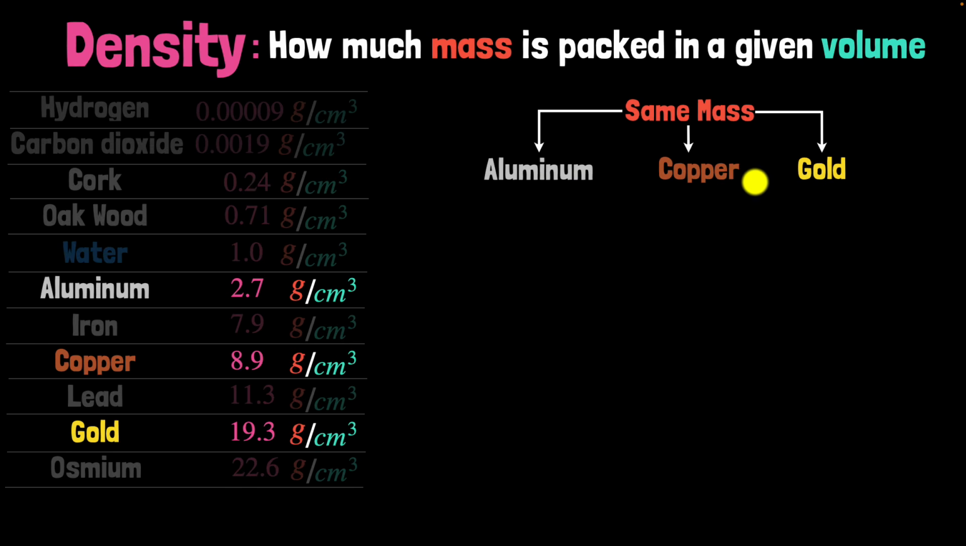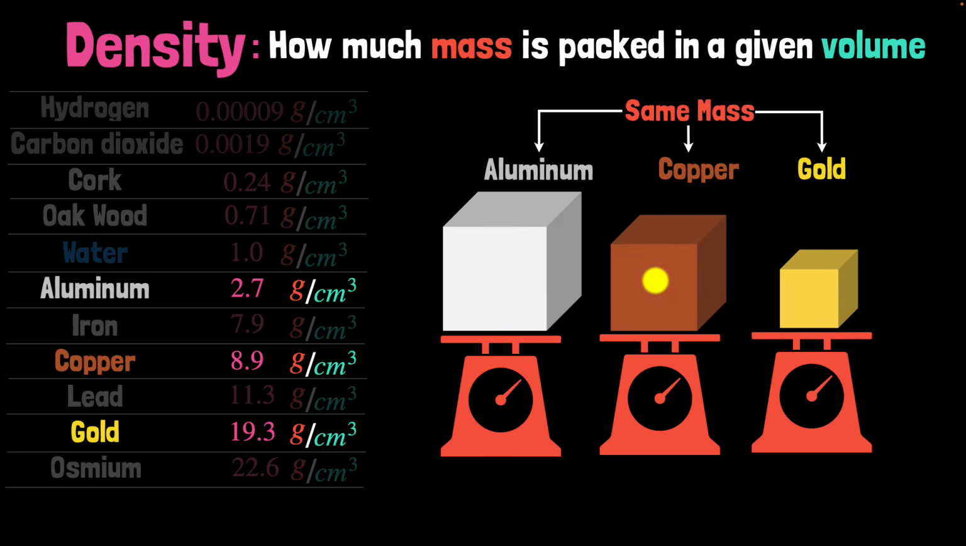Okay, another question, a slightly harder one. I have three materials, aluminum, copper, and gold, but this time I have the same mass. Which of the three will have the biggest size? Why don't you pause and try? All right, let's see. Let's say the mass is 100 grams, okay? Now, of the three, aluminum has the lowest density, meaning it has the least amount of mass packed in a given volume, so it'll take a lot of aluminum to get this up to 100 grams. And therefore, if they need to have the same mass, aluminum needs to be the biggest, next would be copper, and the last would be gold.